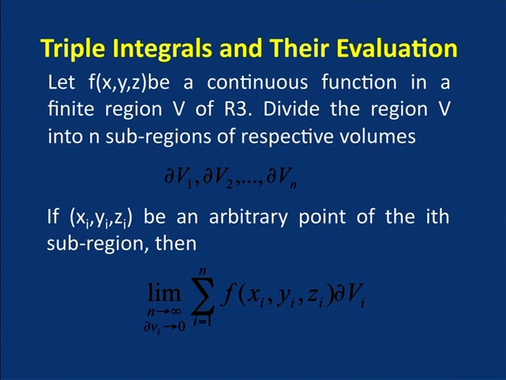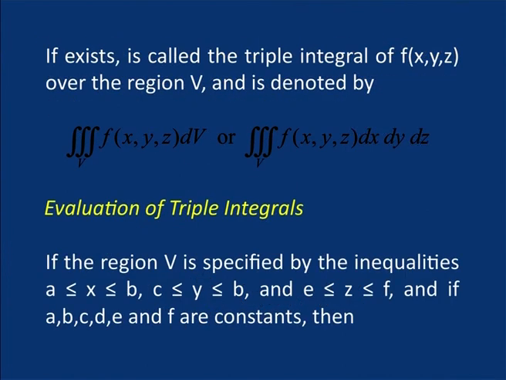If (xi, yi, zi) is an arbitrary point of the ith sub-region, then the limit as n tends to infinity and delta V tends to 0 of the summation over i equal to 1 to n of f(xi, yi, zi) delta Vi represents the triple integral, if the limit exists. It is called the triple integral of f(x, y, z) over the region V, and it is denoted as the triple integral over V of f(x, y, z) dV or the triple integral over V of f(x, y, z) dx dy dz.